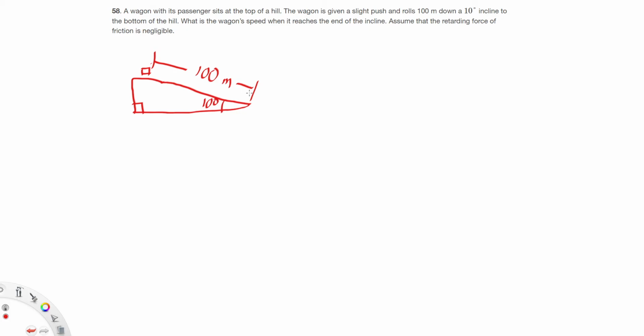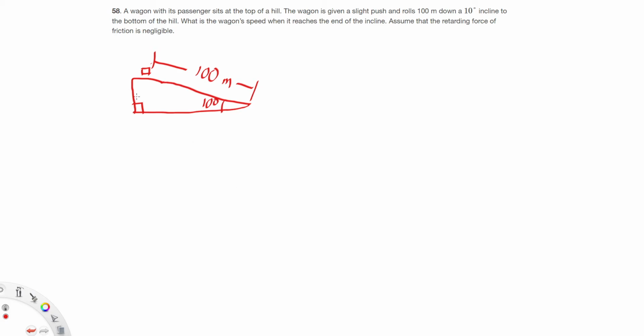So we're assuming that the friction is negligible. So maybe this is actually a snow-covered hill and we're sledding down it or something like that. But if we're not going to consider friction, what is the speed of the wagon when it reaches the bottom?